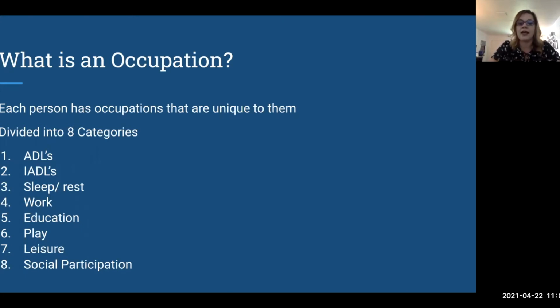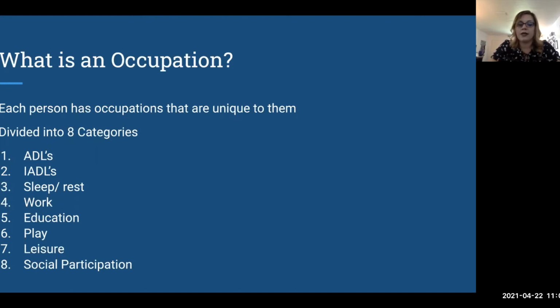And then we have IADLs, which are instrumental activities of daily living. This includes the care of others, the care of your pets, driving, financial management, communication, health management, meal preparation, and safety and emergency preparedness. The third category is sleep and rest. So this entails the actual act of resting, as well as sleep preparation and participation.